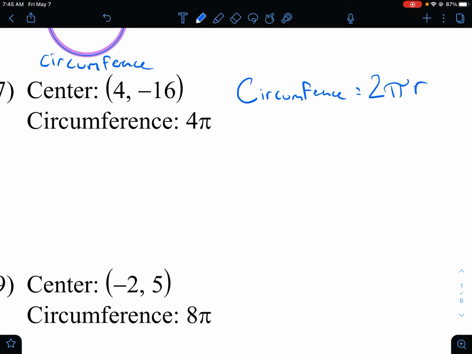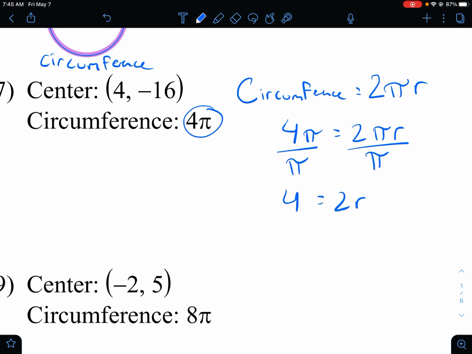So let's plug this in for our circumference. We get 4 pi equals 2 pi r. We're going to try and solve for r. We divide both sides by pi, and we get 4 equals 2r, because our pi's cancel. Divide by 2, and we get that our radius is 2. So our radius squared has to be 4.